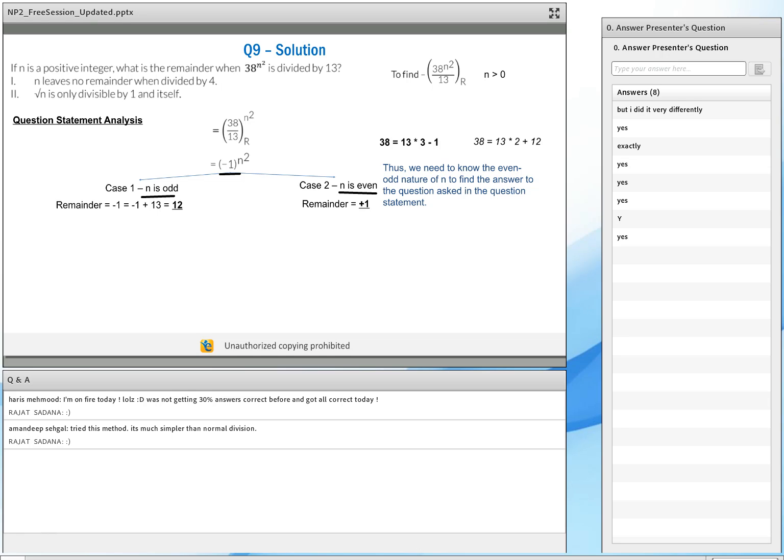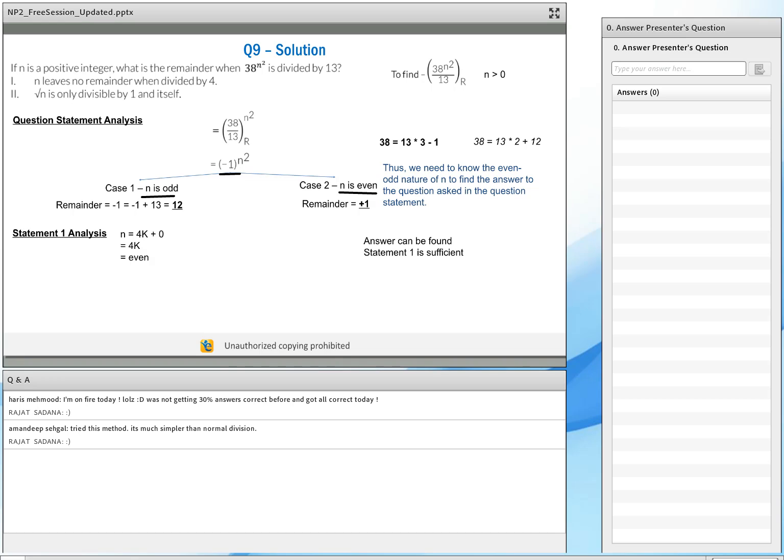Okay, now let's analyze statement 1. Statement 1 says n is equal to 4k plus 0. What does statement 1 say? N leaves no remainder when divided by 4, which means n is equal to 4k, which means n is even. So if n is even, we know that the remainder is plus 1. So statement 1 is sufficient, right? Can everyone see that? Once we've simplified the original expression, we can really say statement 1 is sufficient.